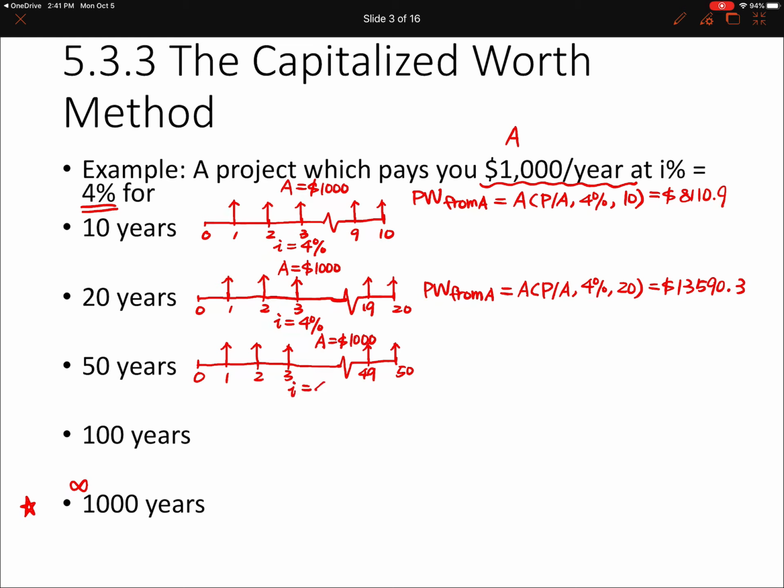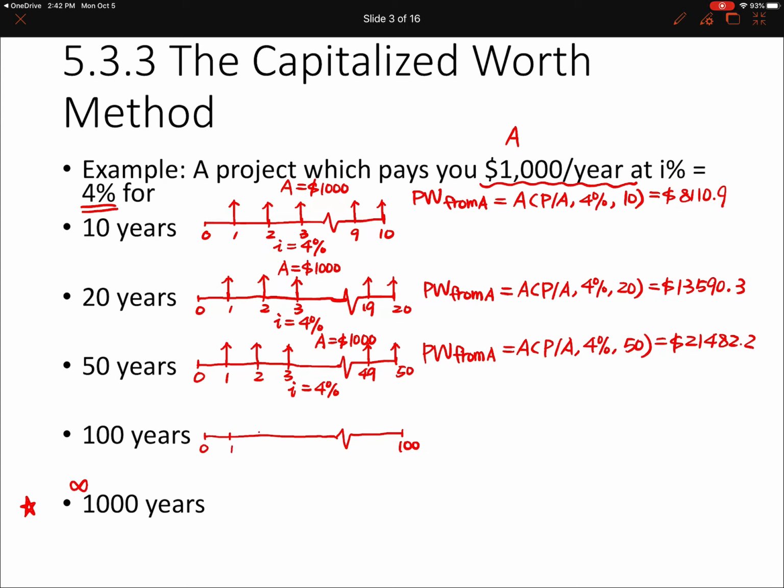Okay, so almost the same, just with a longer time period. A is 1,000, I is 4%. So now the PW from these annuities is going to be A times (P/A, 4%, 50), and now it is 21,482.2.